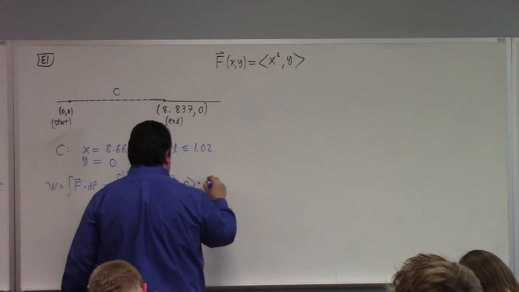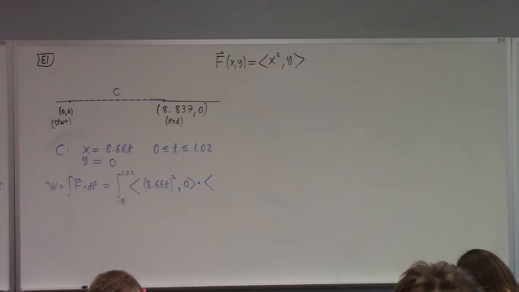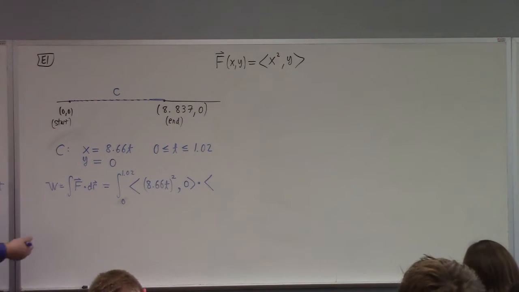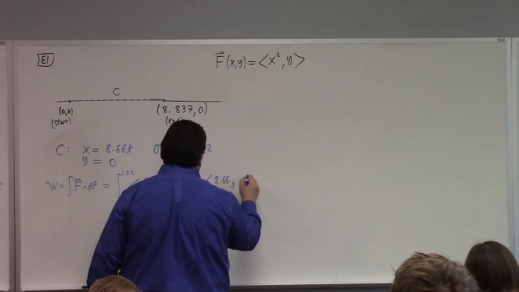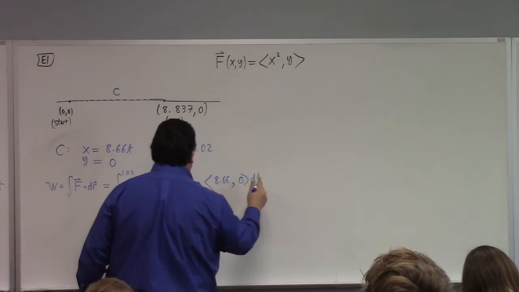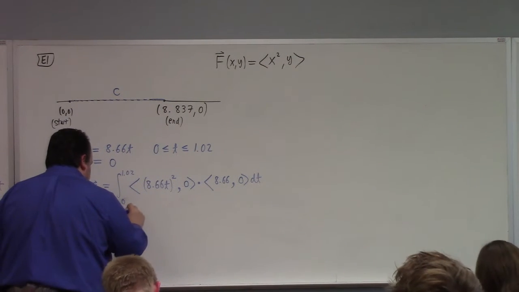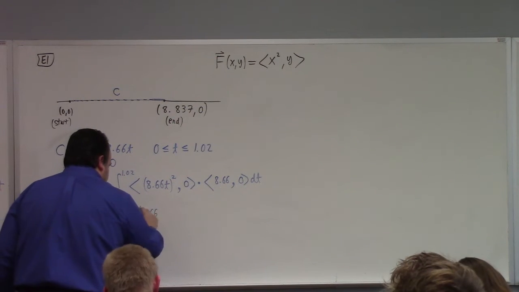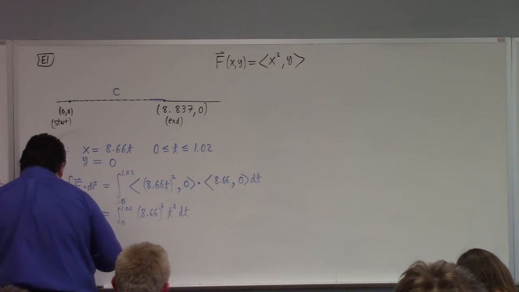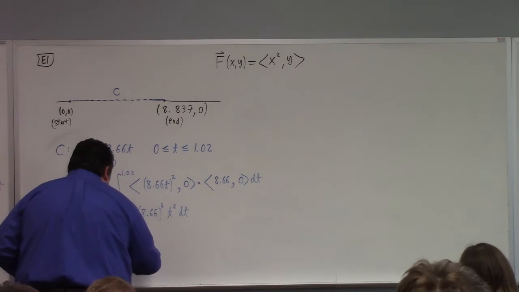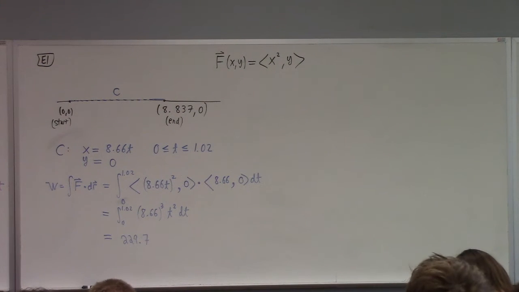Then, following my definition, I'm supposed to take the dot product of this with the velocity, which is dx dt, dy dt. Now here, that's just 8.66, 0. And then I take the dot product, and I get myself the integral from 0 to 1.02 of 8.66 cubed times t squared dt. You do the calculus, and out pops 229.7. That's what that integral works out to.